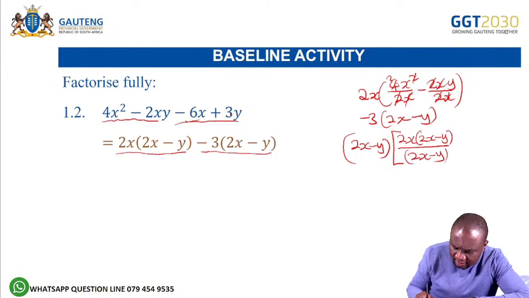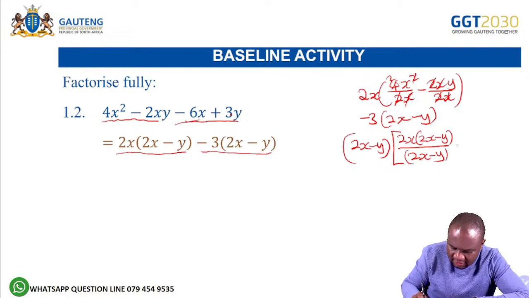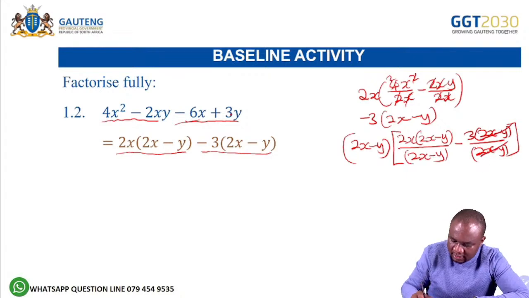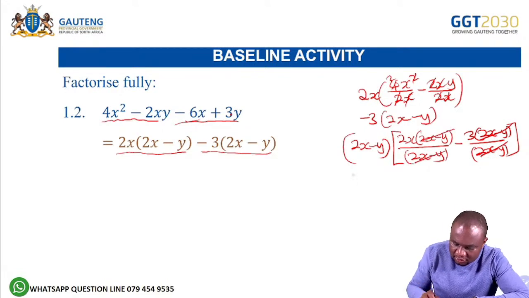Okay, this step you can skip it. I'm just doing it because I'm explaining. Okay, if we can do it faster, it's fine. Then negative 3, 2x minus y, divided by 2x minus y. And then 2x minus y divided by 2x minus y is 1. You see that? And then we remain with 2x minus y, and then 2x minus 3.